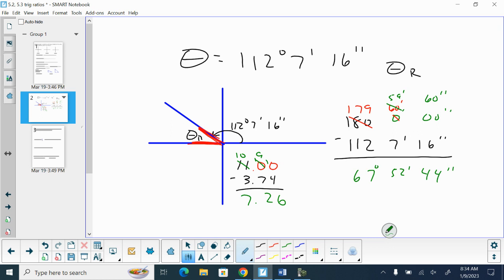Other questions? Yeah. Number 12. Number 12, R equals 6, and X equals.